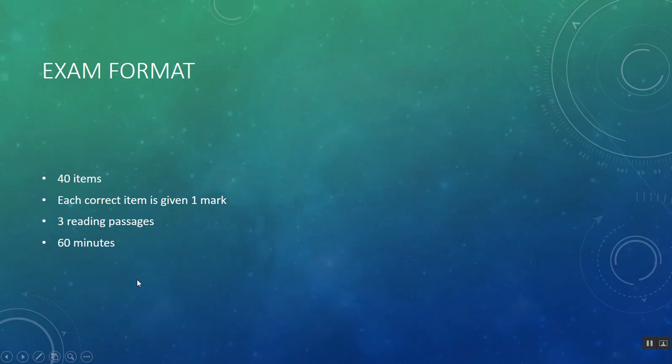The test is composed of 40 items that are generally divided in 3 reading passages. Therefore, there are 3 reading passages of 13 questions and 14 questions generally. Each correct item is given 1 mark, and the total amount of marks possible in the reading paper is 40. 40 is translated into the band score of 9.